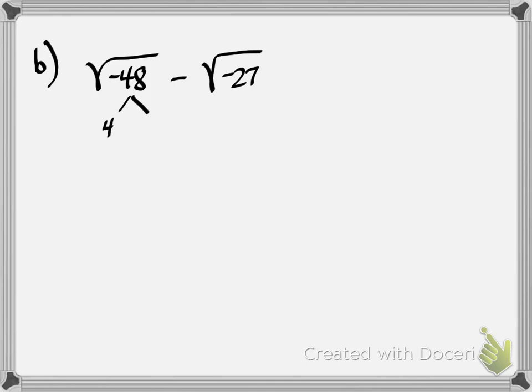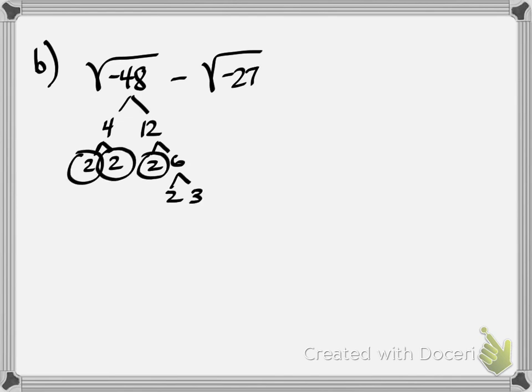All right, B part. What if you have the square root of negative 48 minus the square root of negative 27. Well, we can't subtract roots unless the roots match. So we, just like fractions, you can't subtract fractions unless your denominators match. So we have to factor this to try to simplify the radicals. Factor it down to primes.